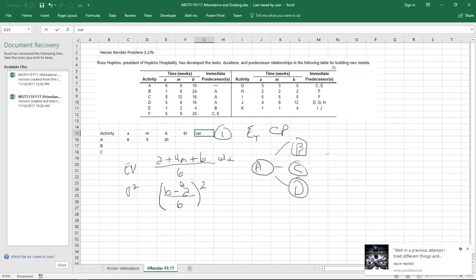So what's the expected time through A? It's going to be 1 part 6 plus 4 times 9 is 36 plus 1 part 10, all over 6. So we're going to get ourselves 42 here, 52 here. It's going to be 52 over 6. So 6 goes in there 8 2/3. You can do the math, okay? So that's going to be equal to 8.6.